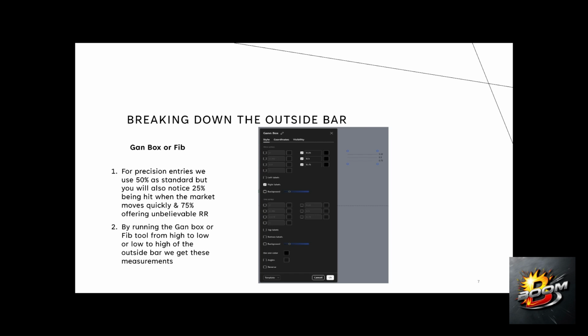So by running the gam box or fib tool from our high to low or low to high, depending if it's a bullish or bearish setup, we get these measurements, and we use these measurements to enter as we come back into our entry model.